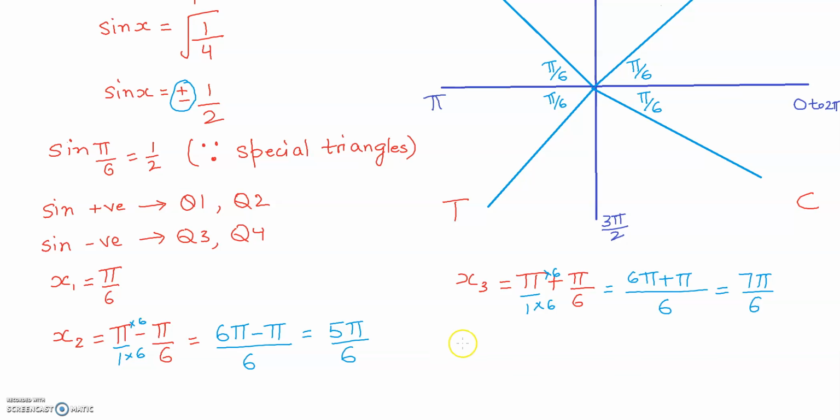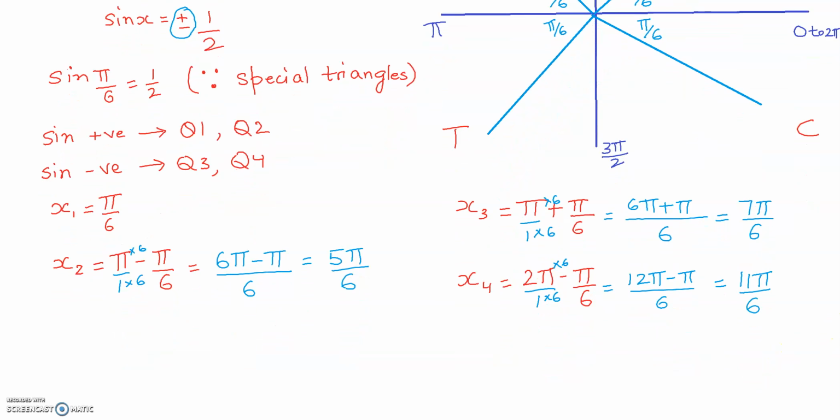In order to find the fourth value of x, I will look at the fourth quadrant, which is subtracting from 2 pi. So I will do 2 pi minus pi over 6. Again, I'm going to take the LCM. So the LCM is 6, so I will make the denominators equal to 6. 2 pi times 6 will give you 12 pi minus pi over 6. 12 pi minus 1 pi is equal to 11 pi over 6.